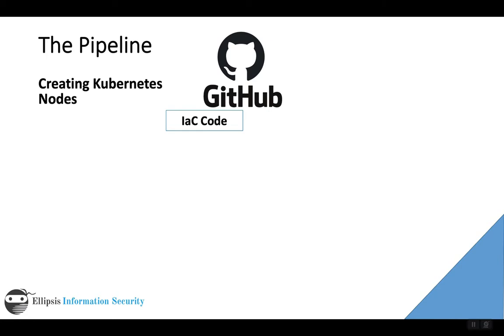So in our example here, we're going to just create a small Kubernetes environment, and then in the next video, we'll start to use the environment. We'll take it step by step. So first off, we need to be able to create some nodes or virtual machines for our containers to run on. So we have our code.